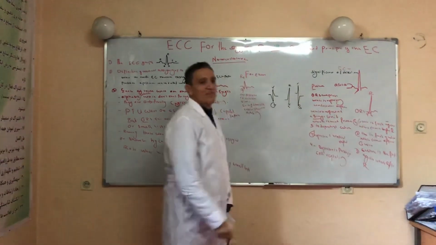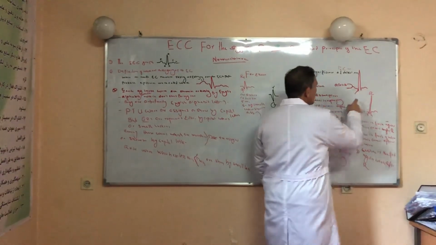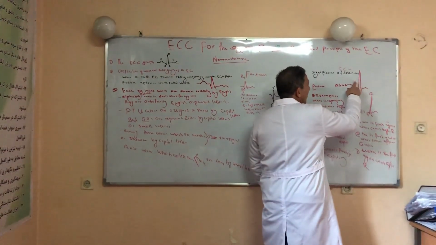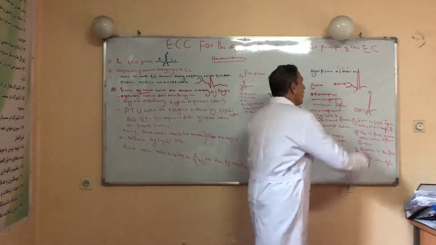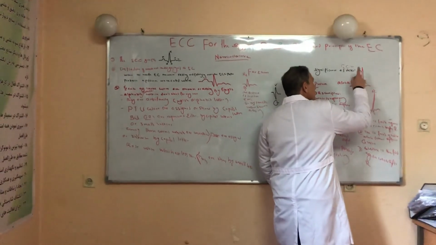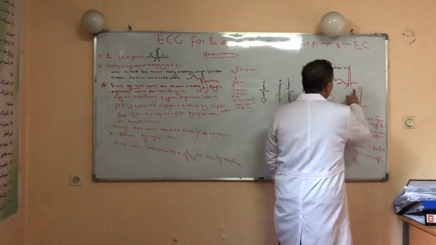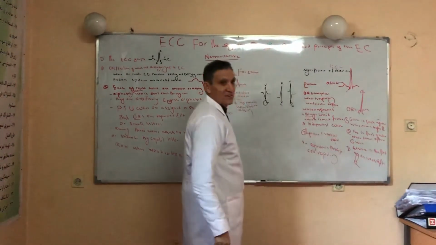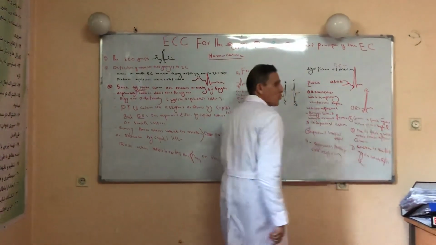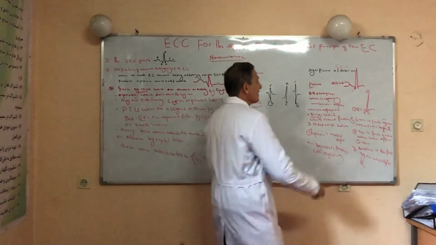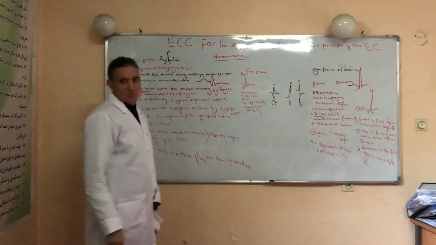What does the Q wave represent? Septal ventricular depolarization in the limb leads. And this Q wave comes before the R wave. The Q wave is the first negative wave, which comes before the R wave. R is the first positive wave, which comes after the Q wave. And S is the first negative wave which comes after the R wave. T wave: what does the T wave represent? Ventricular repolarization. What does the U wave represent? Repolarization.